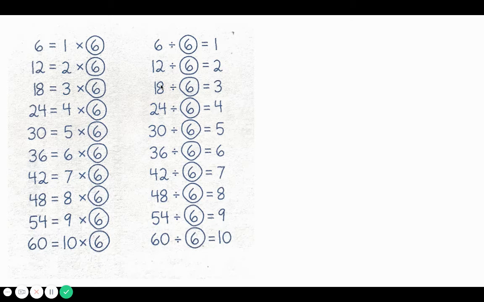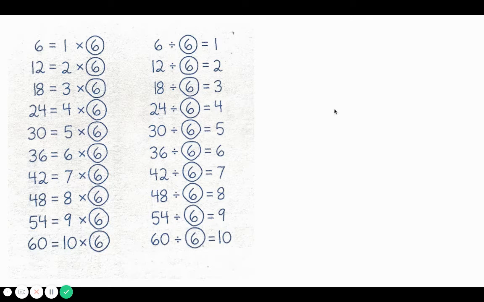One of the things to notice is that when you're multiplying by 6, your product will always be an even number. 6, 12, 18, 24, 30, 36, 42, 48, 54, 60. So if you ever are multiplying by 6, and you think the answer is an odd number, you know you've made a mistake somewhere, because anytime you're multiplying anything by 6, the product is going to be an even number.